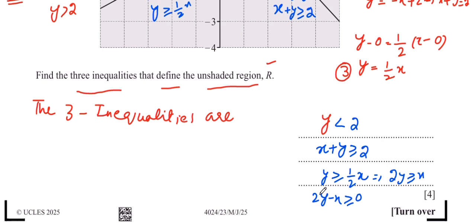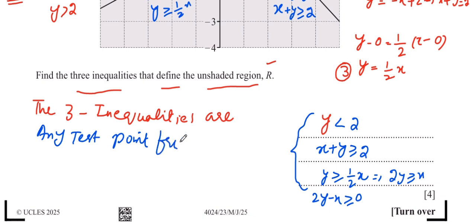Next, just for your satisfaction, if you want to check whether these three inequalities are correct or not, you can take any test point. Verification is not a part of the question. It is just for your satisfaction. Take any test point from region R.